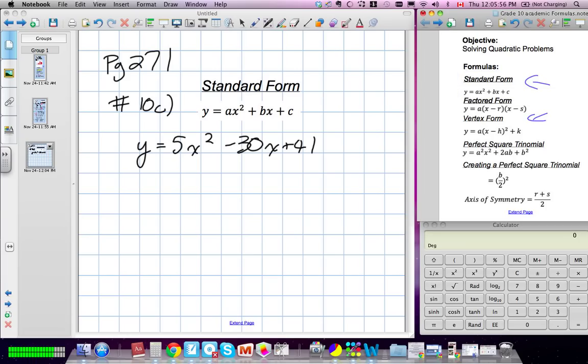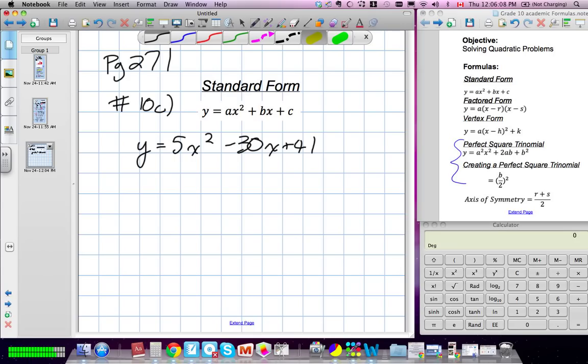So in order to do that, that's when we get into completing the perfect square and creating it. So remember, the steps to completing the square: I divide the first 2 terms by whatever a is in standard form. So our a is 5, so I'm going to divide both of these by 5.